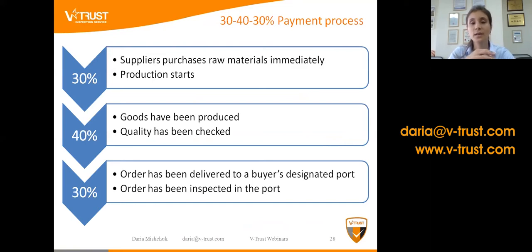However, we sometimes also advise you to use a 30, 40, 30% split. You can see the stages here. With the first payment, the supplier purchases raw materials immediately. Why immediately? Because it's quite important. Sometimes suppliers say that raw material prices have gone up, so they require some additional payment from your side, from the side of the buyer.